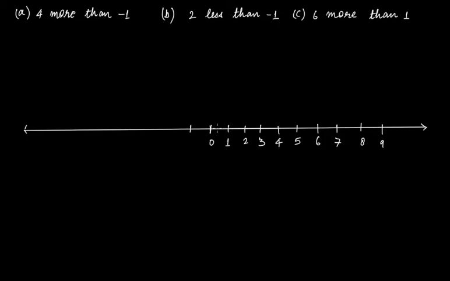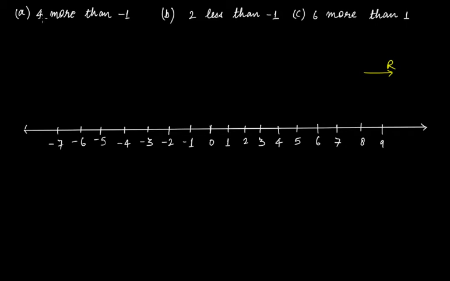Always remember that these all are equally spaced: -1, -2, -3, -4, -5, -6, -7. We will leave it here only because this much will serve our purpose to solve these three problems. It is 4 more than -1. So whenever you have more, it means you have to move towards the right direction.